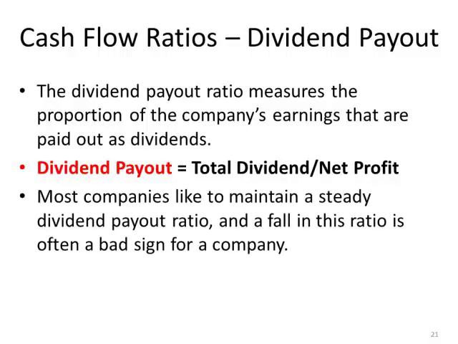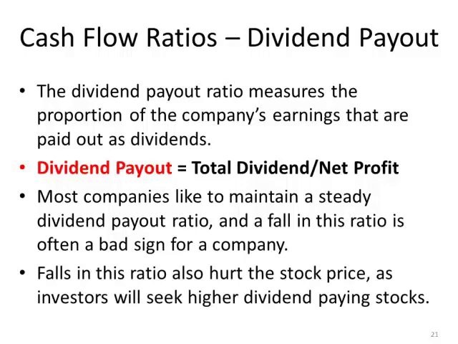Now, what tends to happen in practice is that most companies like to maintain a steady dividend payout ratio, right? So they like to, for example, fix the dividend payout ratio, and then whatever the net profit is, just pay that particular fraction as a dividend. And one reason for this is that a fall in the dividend payout ratio, or just a fall in dividends, is usually seen as a bad sign for a company.